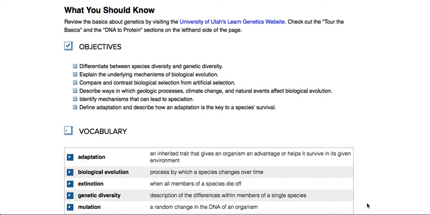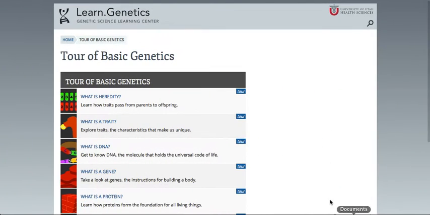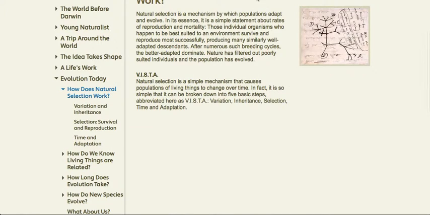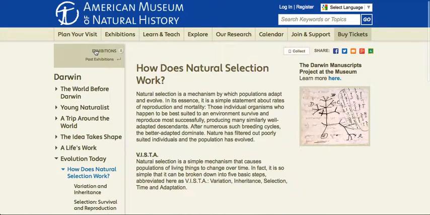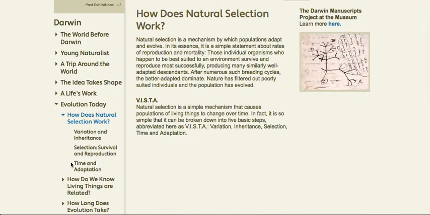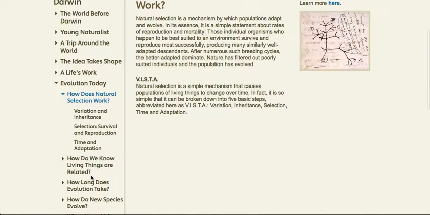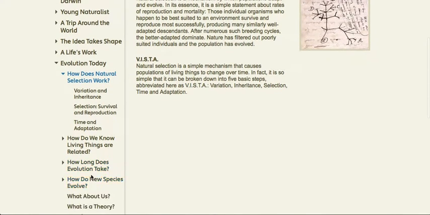And in addition to that, and I'll post this on the site, after that Learn Genetics site, there's a really nice website, the American Museum of Natural History, that talks a little bit about Darwinism, Darwin's work, and evolution today as we see natural selection, and how it works, and how long evolution takes, and speciation. So please also take a look at this site, because a lot of the information on this site will help you craft your questions for the project.